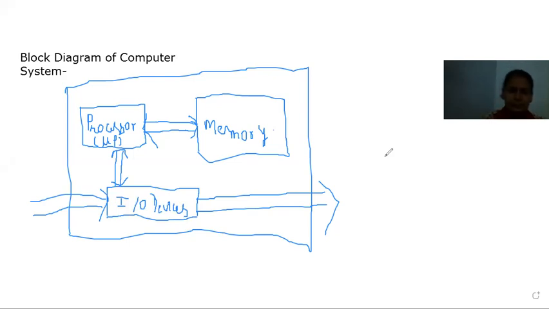Let's take an example. Suppose we write A equals to B plus C in the higher level language, like in C, C++, we write A equals to B plus C. And in the assembly level language, we write add B, comma, C.